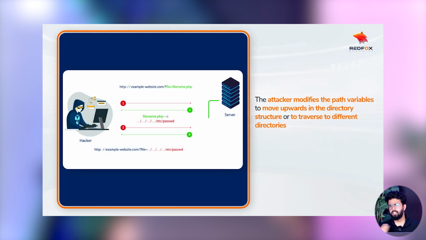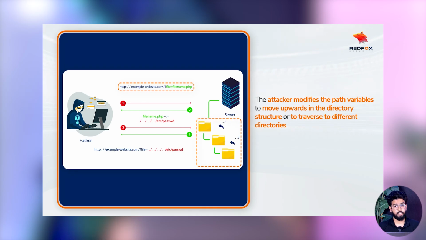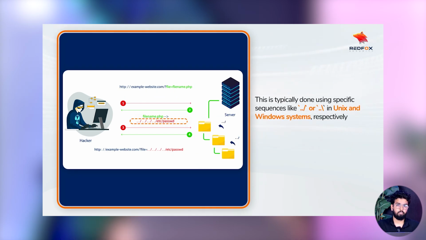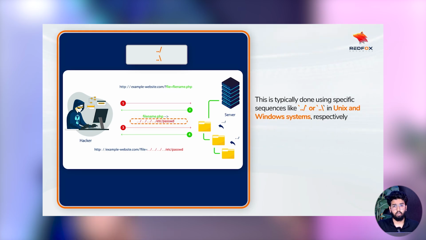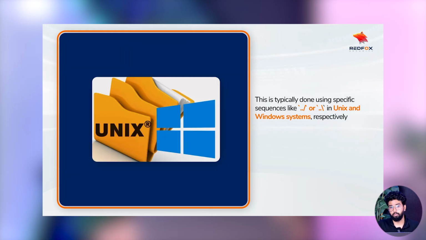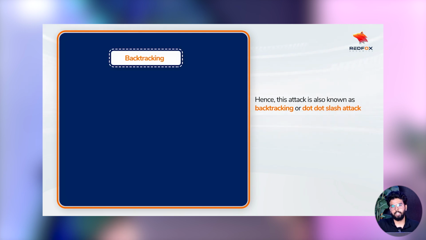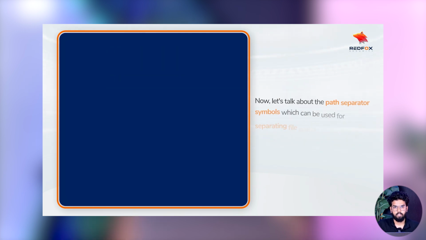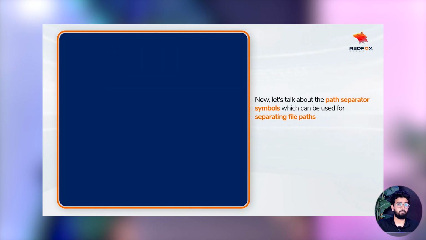The attacker modifies the path variables to move upwards in the directory structure or to traverse to different directories. This is typically done using sequences like ../ or ..\ in Unix and Windows systems respectively. Hence, this attack is also known as backtracking or dot-dot-slash attack.